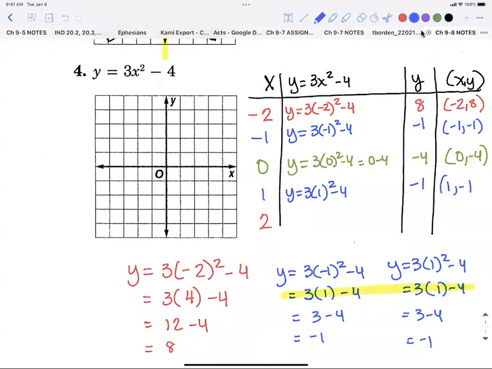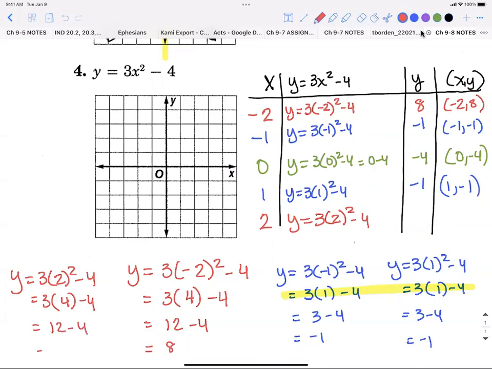So 1, negative 1. And again, I'm going to do my 2. So y equals 3 times positive 2 squared minus 4. Do the power first. 2 squared is 4. Notice again, I'm back to the same spot I was in the other red one. 3 times 4 is 12 minus 4, and I get 8 again. So when I put a positive 2 and a negative 2, I get the same 8. So 2, 8 is that point.